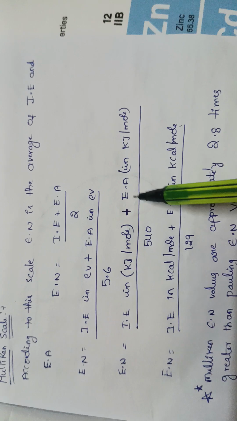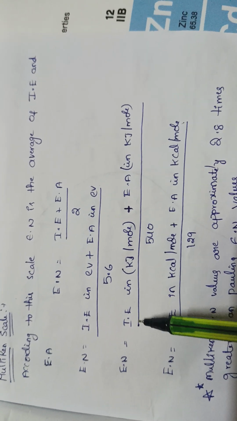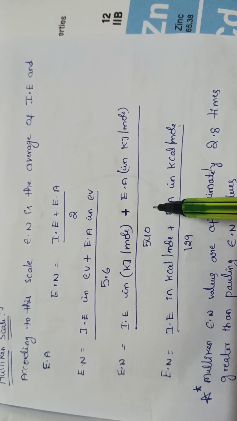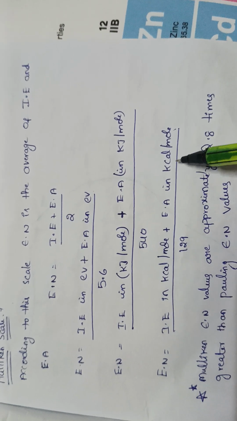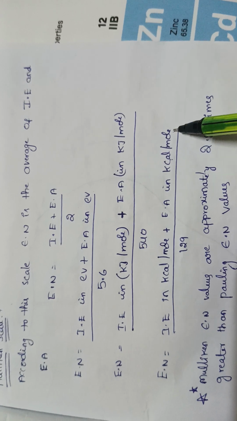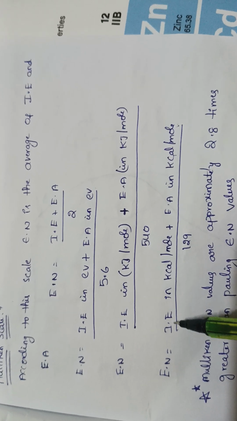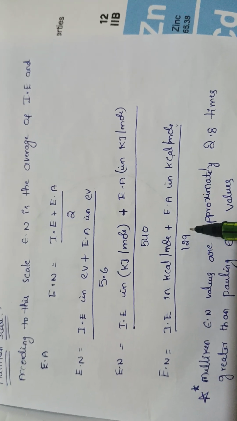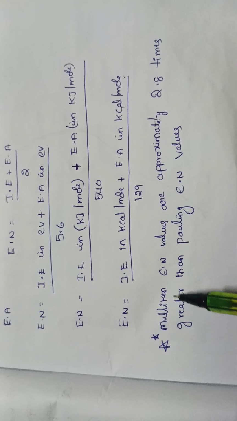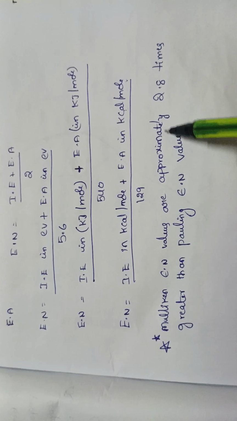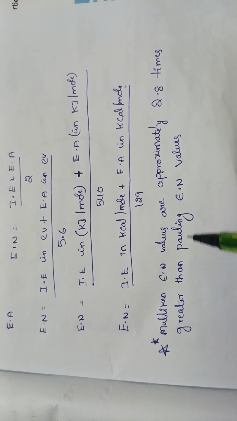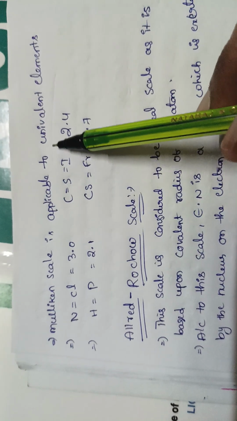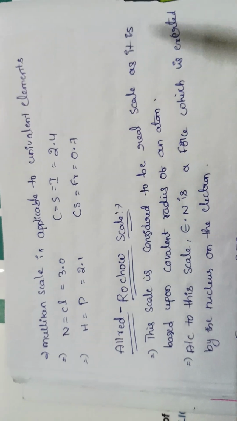If the values are measured in kilojoules per mole, the sum of ionization energy plus electron affinity is divided by 540. If the values are in kilocalories per mole, the sum of ionization energy plus electron affinity is divided by 129. Mulliken electronegativity values are approximately 2.8 times greater than Pauling electronegativity values. Mulliken scale is applicable to univalent elements.